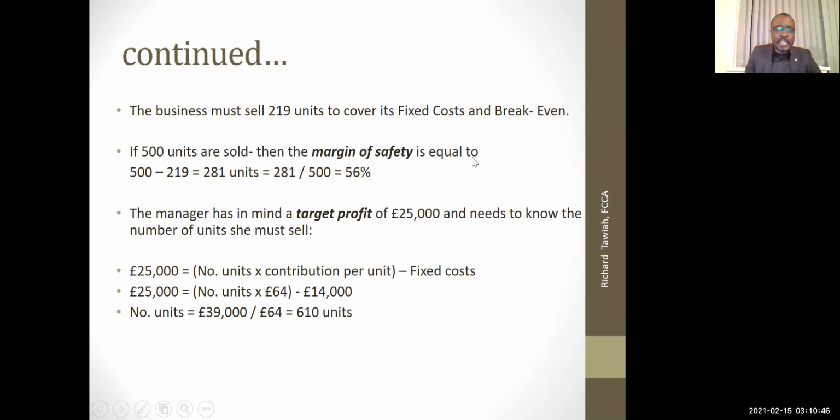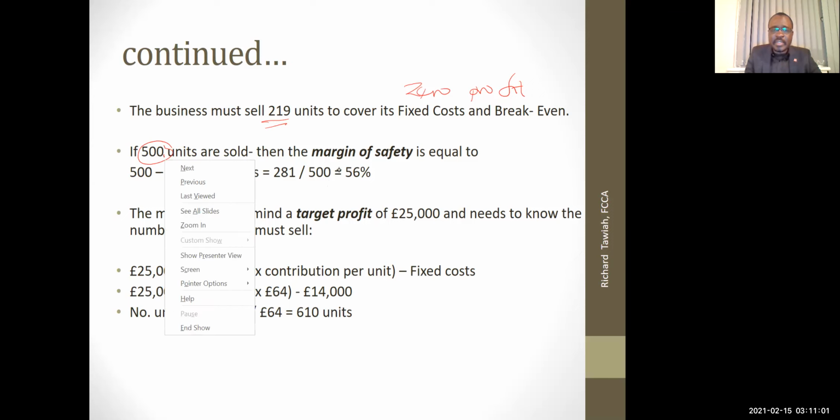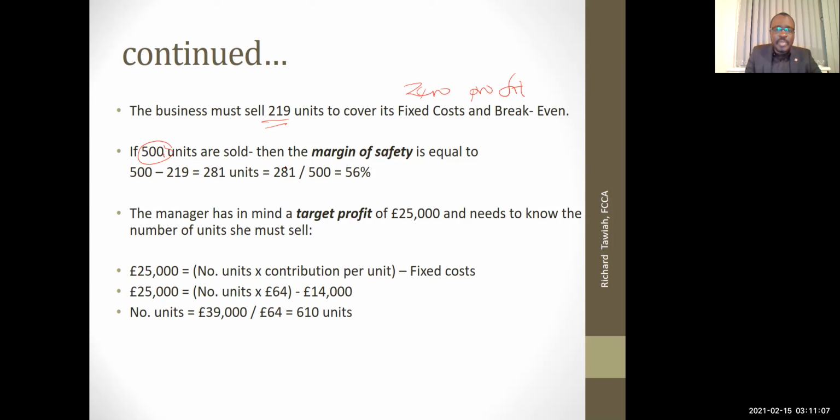Margin of safety is saying that assuming we were selling 500, if we sell 219, we make zero profit. Assuming we made 500 sales, what do we get? Interestingly, we're going to make an extra 281, and that gives us a safety zone where we can sell and make more profit. So express the 281 as a percentage of 500 and get 56. So 56% is the buffer zone where we make enough profit.